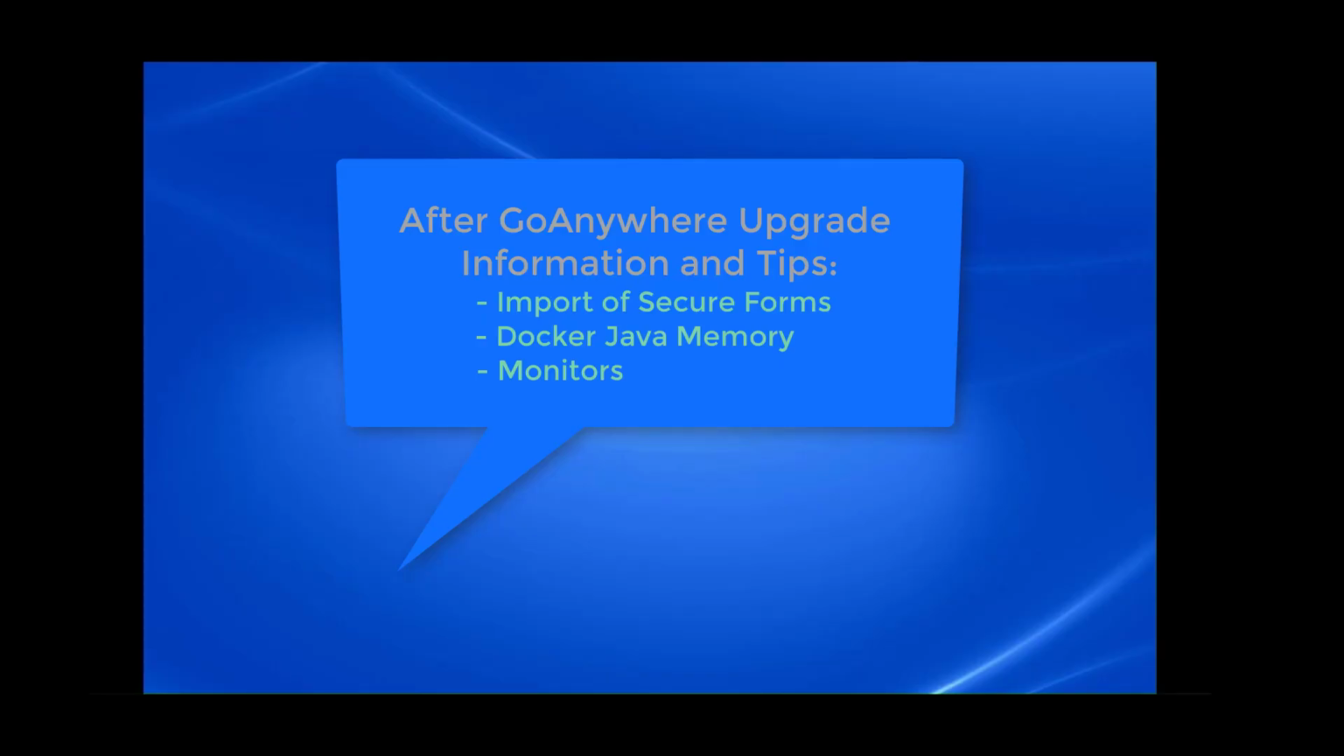Also, if you map internal Docker ports to privileged ports, in other words, ports below 1024, then you will need to adjust these ports to non-privileged ports. There are a few changes to how we manage monitors after the upgrade.